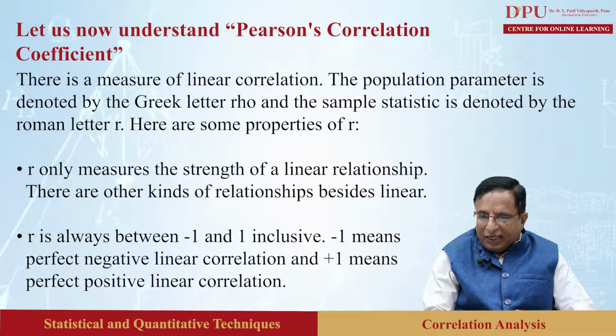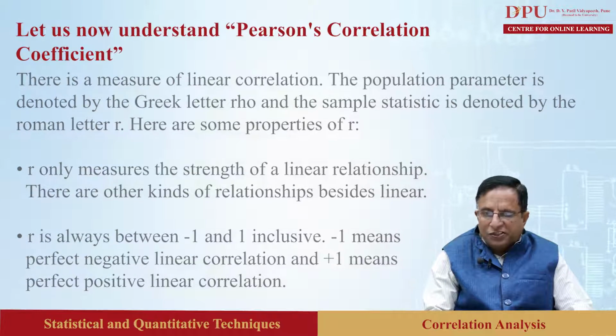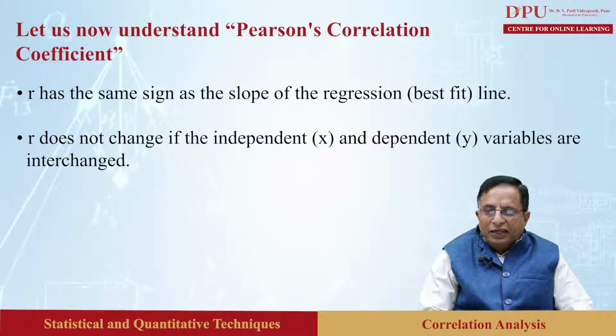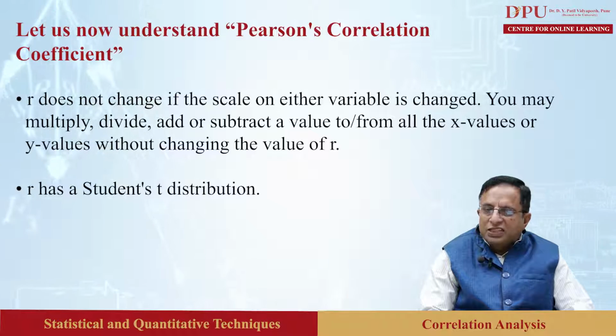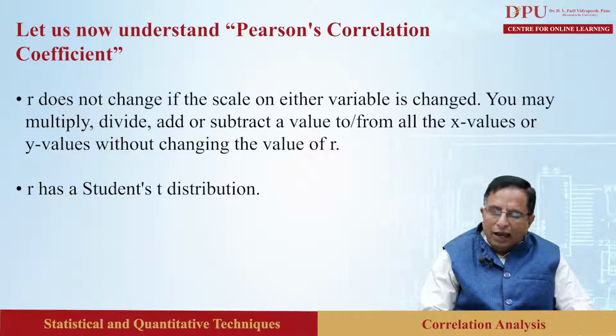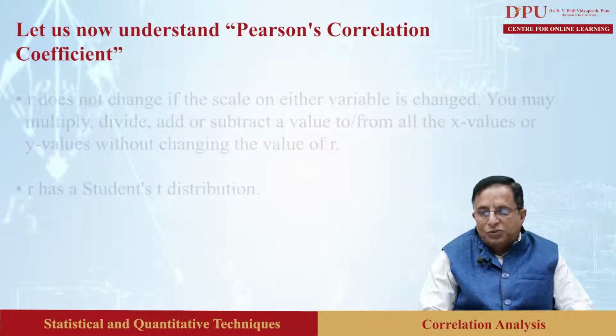-1 means perfect negative linear correlation and +1 means perfect positive linear correlation. r has the same sign as the slope of the regression best fit line. r does not change if the independent x and dependent y variables are interchanged. r does not change if the scale on either variable is changed. You may multiply, divide, add, or subtract a value from all the x values or y values without changing the value of r. r has a Student's t distribution.